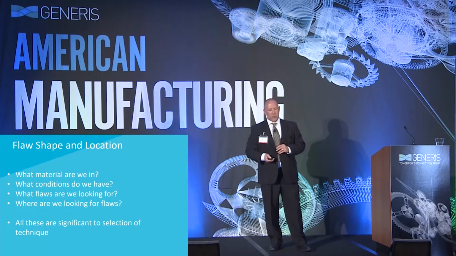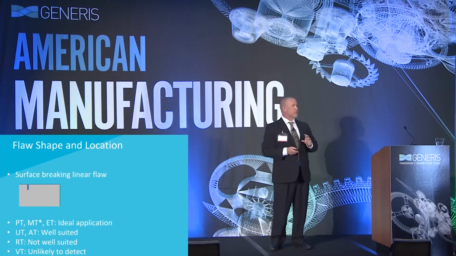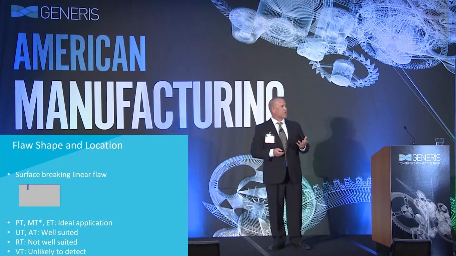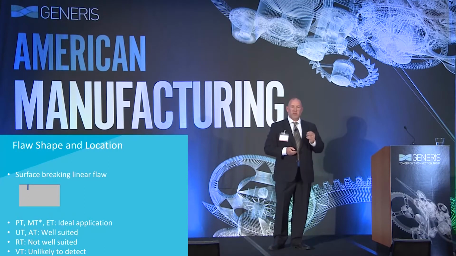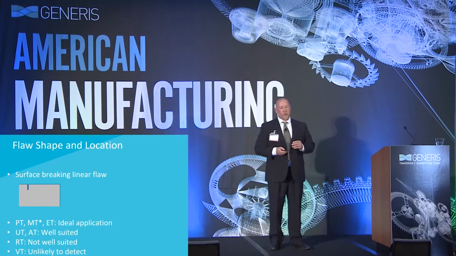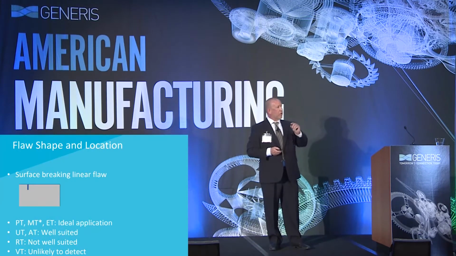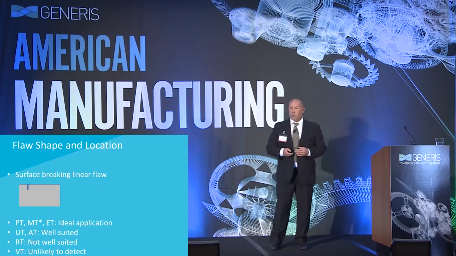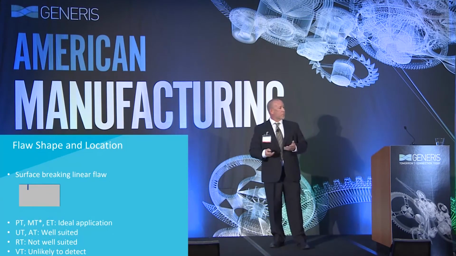are not. So by way of example, let's take a look at some specific flaw shapes and locations. The gray image represents the cross-section of a part. The blue stripe you see is a flaw. This is a linear flaw, and it's surface breaking, meaning it opens to the surface of the part. And it's oriented, in this case, perpendicular to the surface of the part. All these things are germane to which method will work and which method will not. So if we walk down the slide and look at the different methods, I want to talk about which method can find this flaw and which method can't.